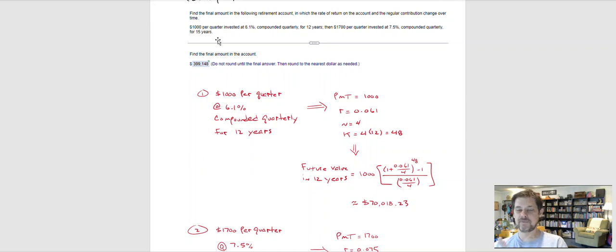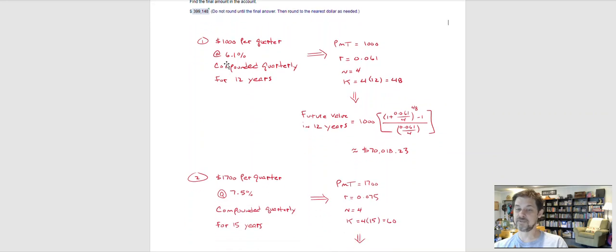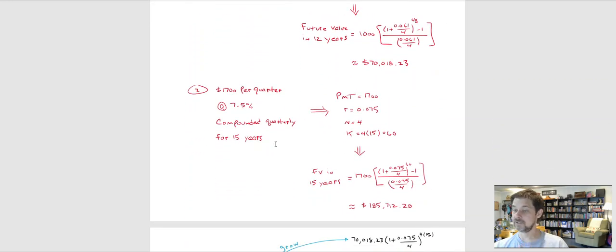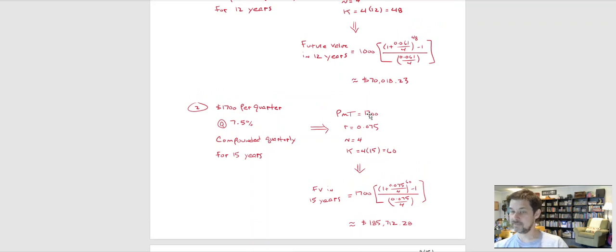Now, let's forget about that one and calculate this other one. So what if I pay $1,700 per quarter at 7.5% compounded quarterly for 15 years? Well, that on its own looks like this. 1,700 payment, R 0.075, N is 4 because there's 4 quarters per year. K, what's K? Well, K is however many payments there are going to be. So if I make quarterly payments for 15 years, 4 times a year for 15 years, 4 times 15 is 60 total periods, 60 total payments.